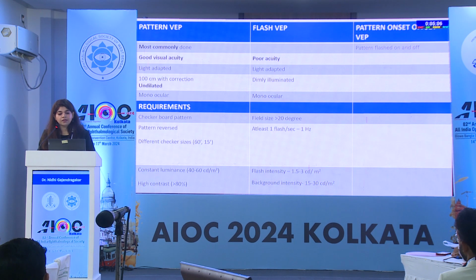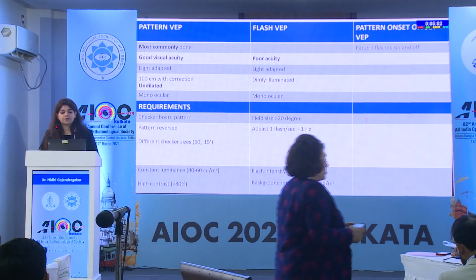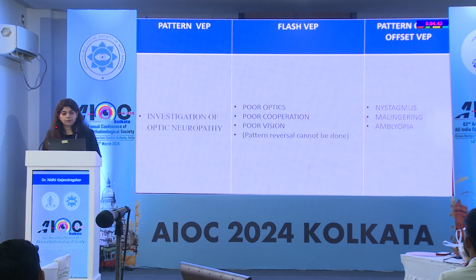In flash VEP, we need the field size to be more than 20 degrees and at least one flash per second, that is a frequency of 1 hertz, and a low intensity and high flash intensity and background intensity. In pattern onset and offset VEP, the stimulus is similar to the pattern VEP, but here the pattern is flashed on and then off. So pattern VEP is most commonly used, in the investigation of optic neuropathy.